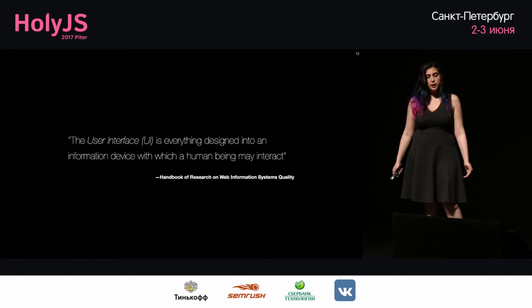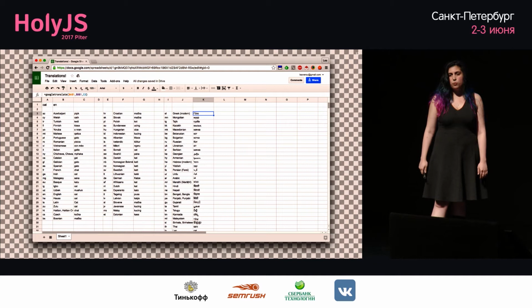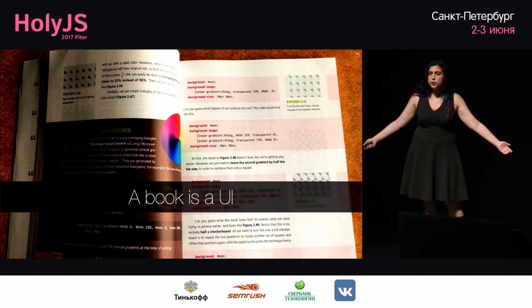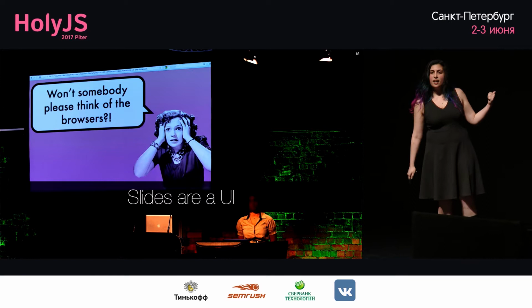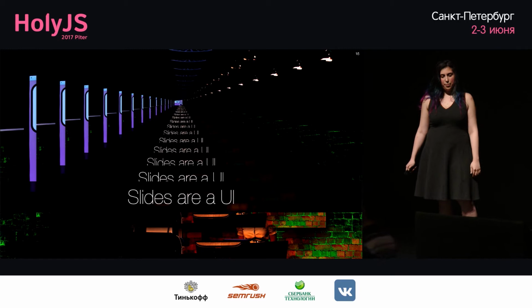So, while you might be thinking of a UI as something like this, and specifically, this is basically two UIs. There's the Google Sheets UI, which is inside the Google Chrome UI. But also, a book is a UI. It's an information device that is consumed by humans. Slides are a UI. This slide right now is a UI. So it gets a little recursive there. A faucet is a UI.